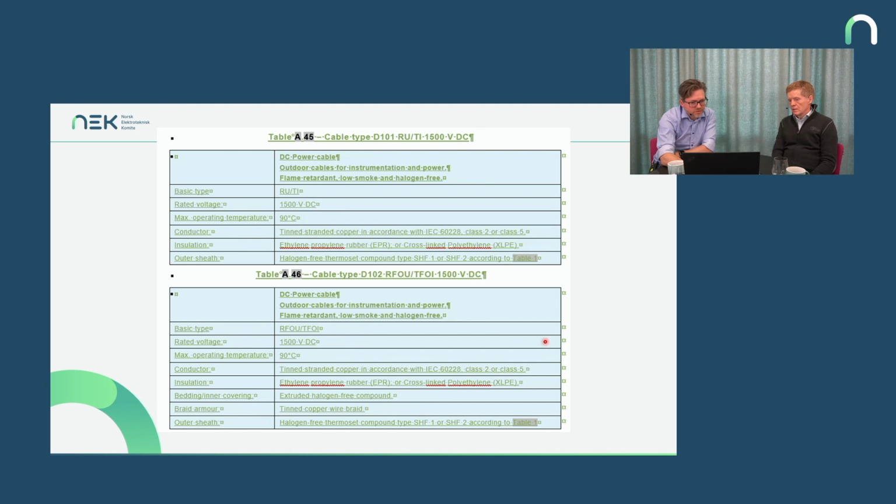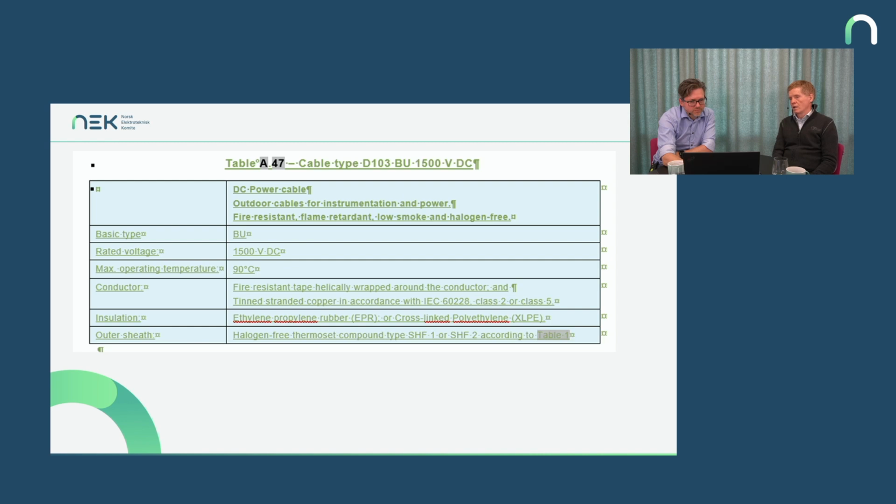Some various properties on that 1500 volt rating. Yeah, and the first one is without armor, as I mentioned in the beginning of this presentation, the RU and the TI, without the armor. And there was also a discussion: do we need the armor for these cables? But we have discussed it and found that it's acceptable to have also unarmored at this voltage level.